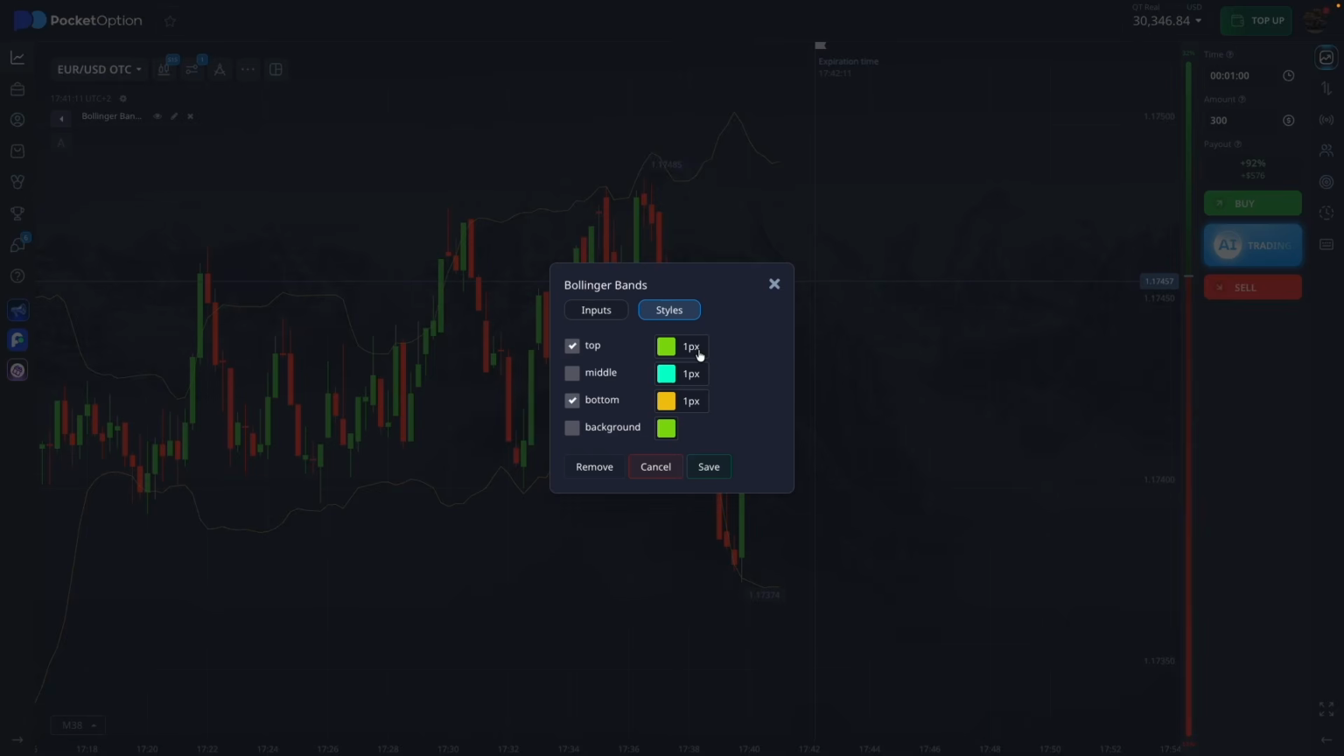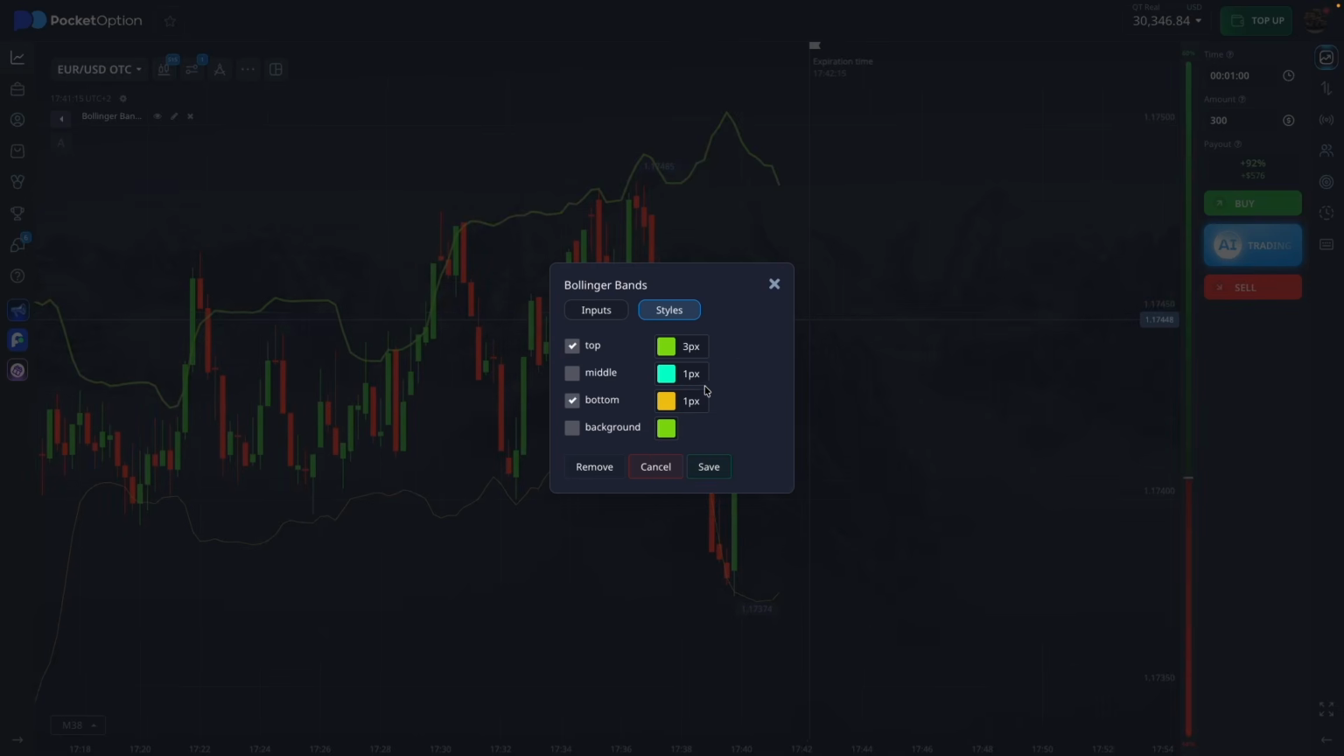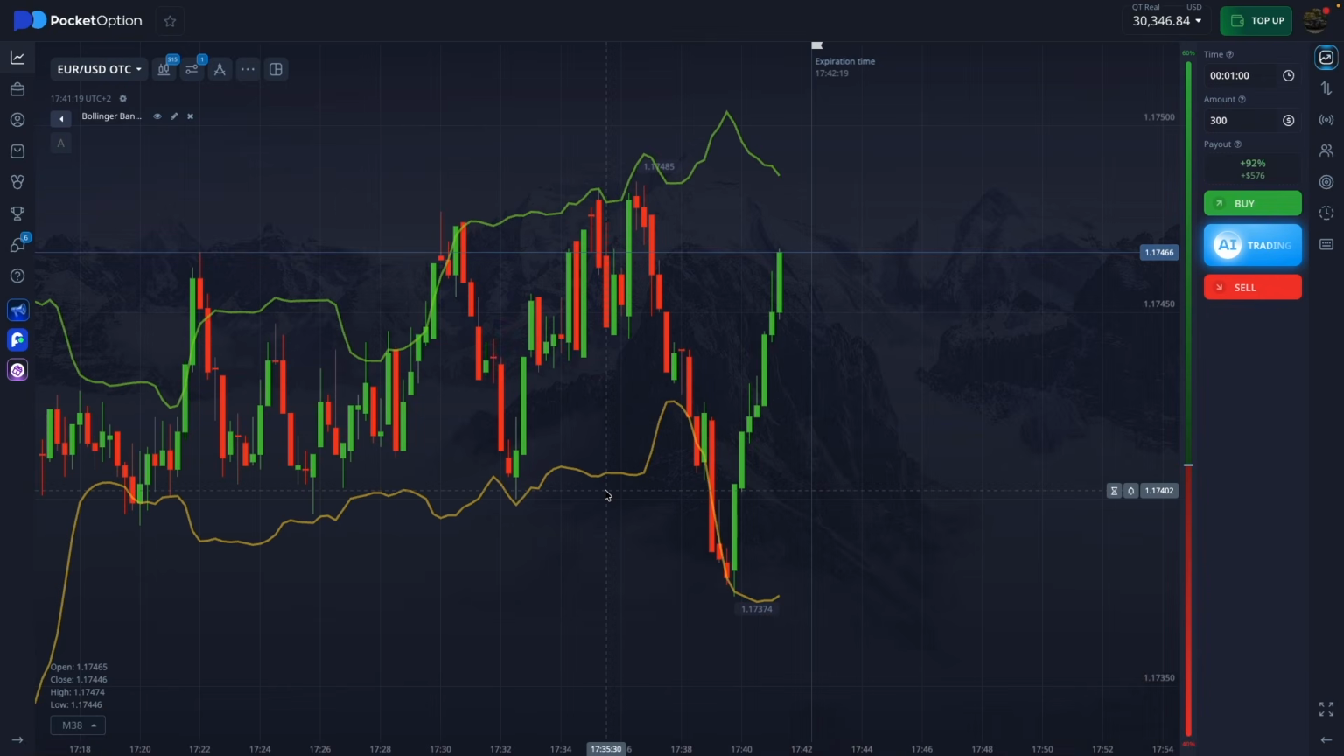After that, I adjust these lines themselves. I will just make them thicker so that they are easier for me to see. After that, I press the Save button.